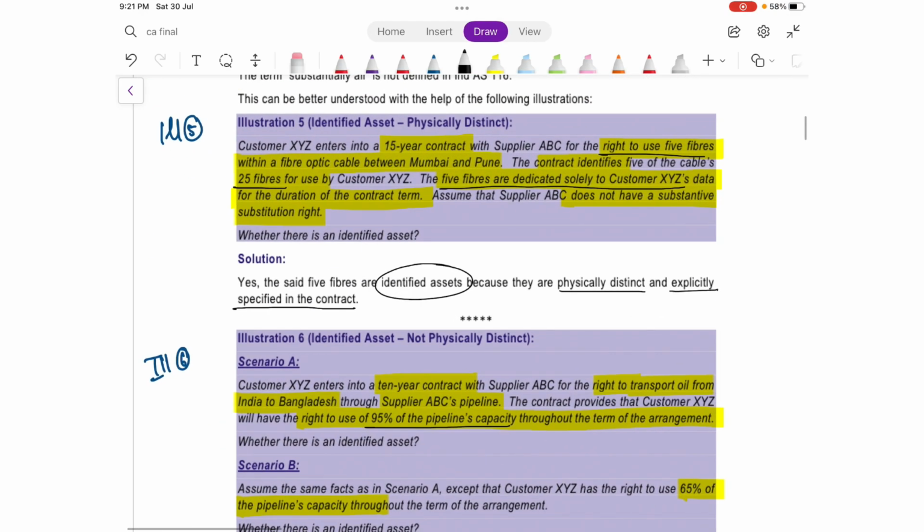So illustration number 5. Here the customer XYZ enters into a 15-year contract with supplier ABC, and they have a right to use 5 fibers within a fiber optic cable between Mumbai and Pune. So here there is customer XYZ, they have entered into a 15-year contract with supplier ABC. They have the right to use 5 fibers within a fiber optic cable.